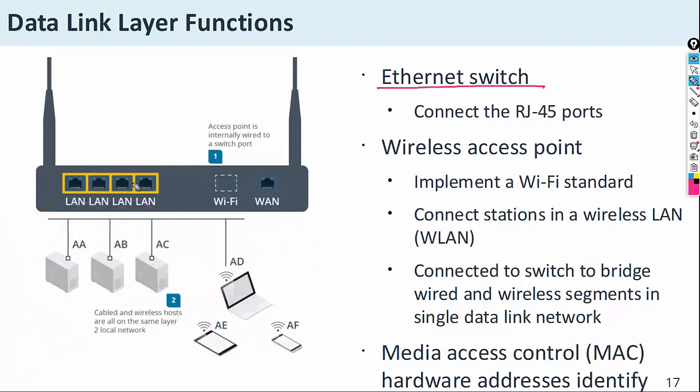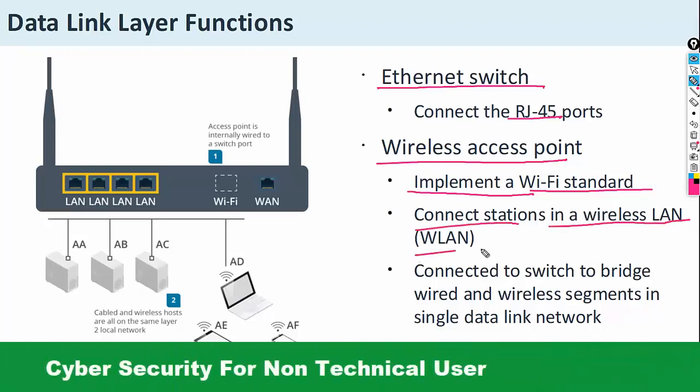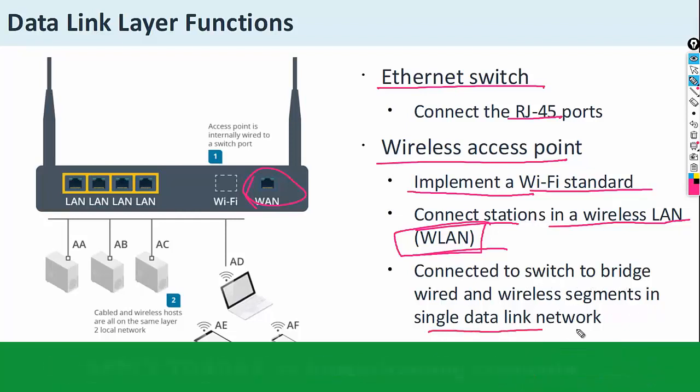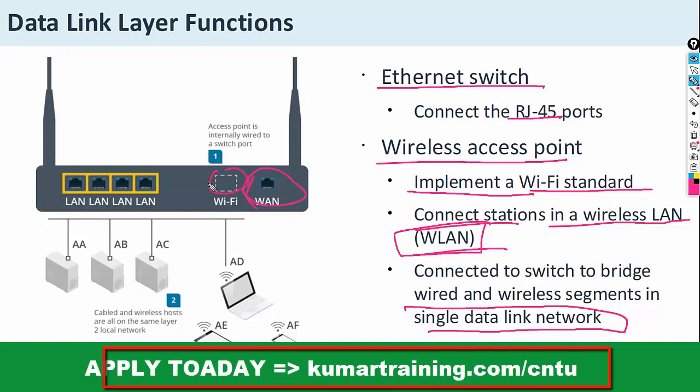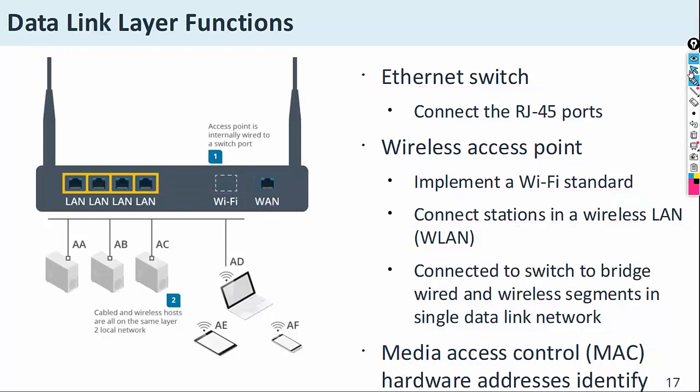Here is an Ethernet switch having 4 ports, and all ports are RJ45 female connectors. The wireless access point implements the Wi-Fi standard and connects stations in a wireless LAN, or WLAN. It is connected to the switch to bridge the wired and wireless segments into a single data link layer, because Wi-Fi and wired cannot communicate otherwise, so here it is creating a bridge to make the connectivity between them. And they are identified with the MAC addresses.